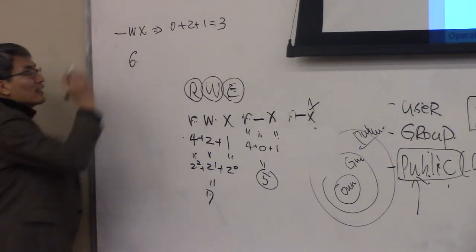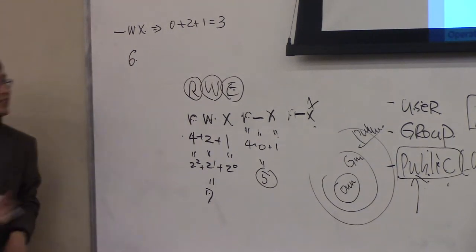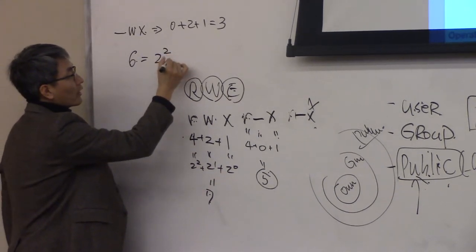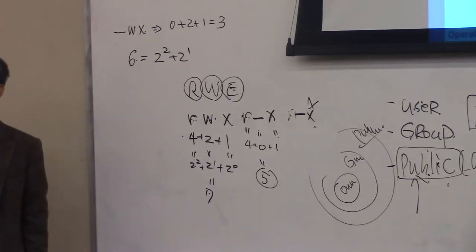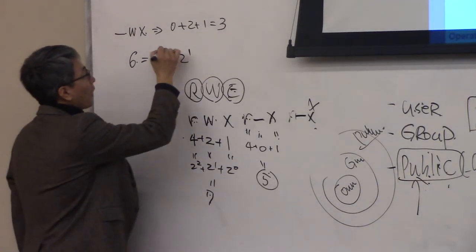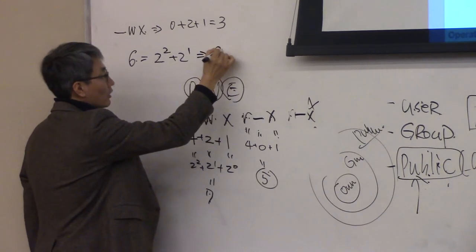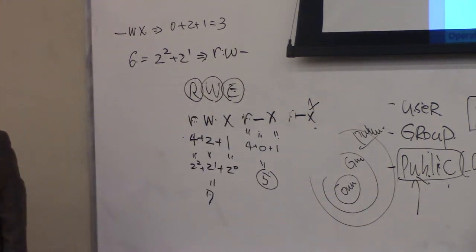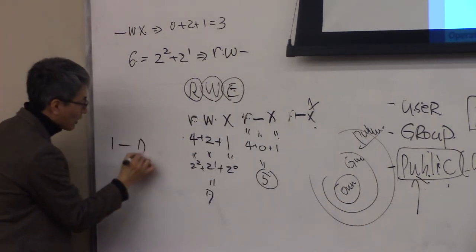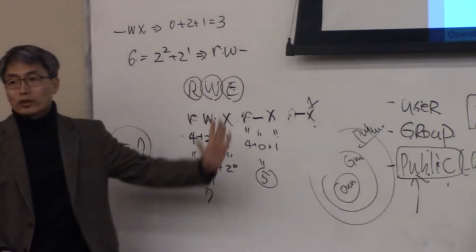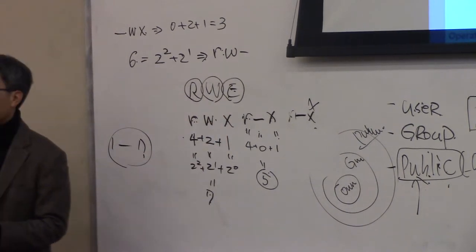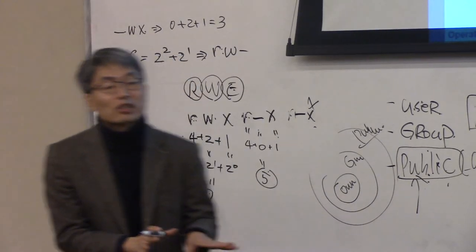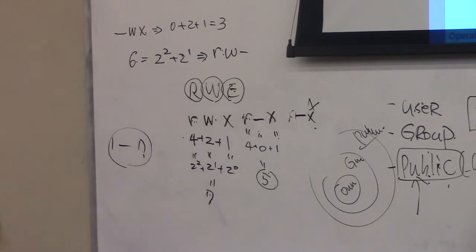What about the 6? A 6 is using the binary number. This is the only way. Right? Is there any other? No, this is the only way. 2 to the power of 2 is what? Read. 2 to the power of 1? Write. And no execution. So using 1 through 7, we can represent any R, W, and X combination. Okay? So the operating system uses this binary code to represent access permission.